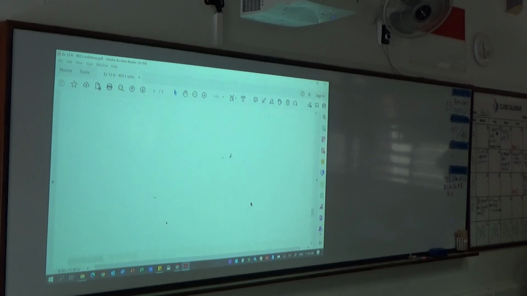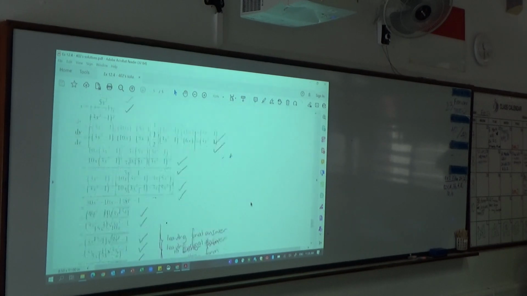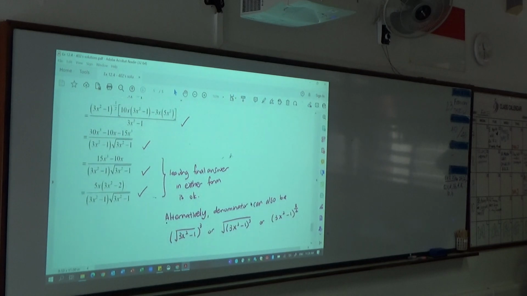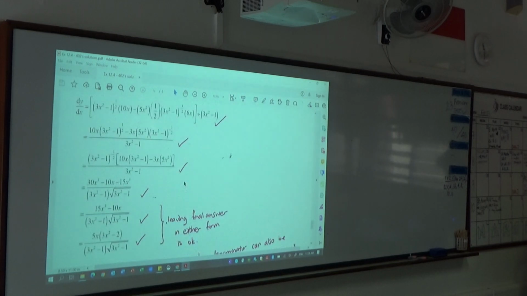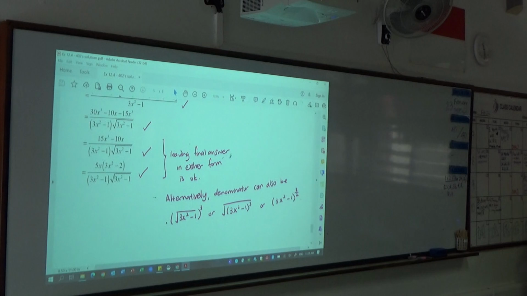Final one, Jingxuan's answer is okay. Your answer should actually be 5x times 3x squared minus 2 over all this. The denominator can be expressed in any of these manners, okay?